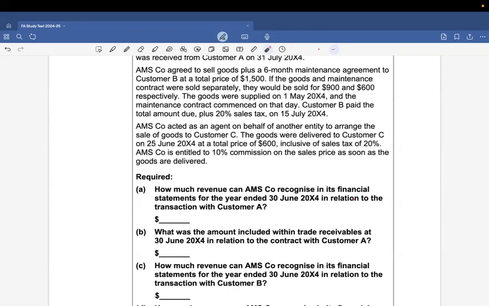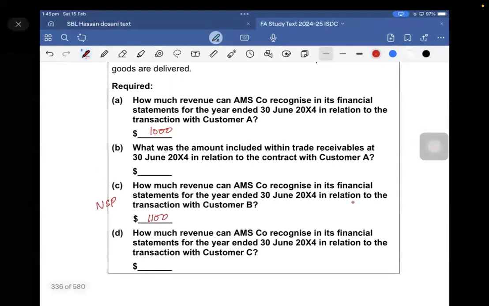Okay. They have two questions. What is the revenue that is to be recognized? What is the trade receivables that is to be recognized? Both are different, right? In the sales tax chapter, I have said the revenue is actually what they are asking, NSP. Previously I had written the 1100 here. I have moved it to 1100 here because the revenue recognition question is C. Clear?